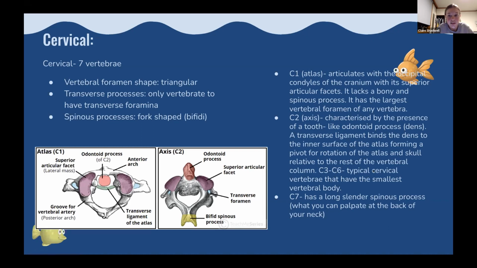And the C3 to C6 are just typical cervical vertebrae. And then the C7 has a long slender spinous process, and this is the one that you can palpate at the back of your neck. Just a quick question: the cervical vertebrae have the smallest vertebral body because they only have to support the weight of the head. So from this, what could we conclude would be the largest vertebral body? It would be the lumbar, because they have to carry the weight of the head, the upper limbs, and the torso and abdomen.